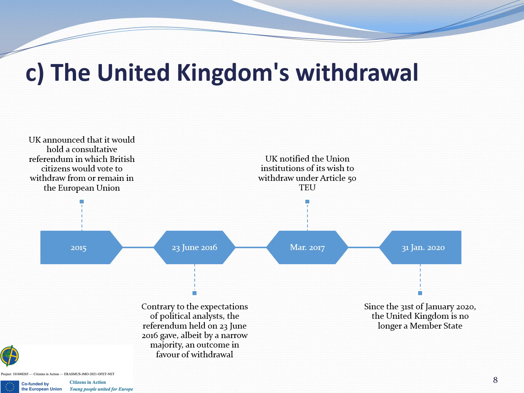Contrary to the expectations of political analysts, the referendum held on the 23rd of June 2016 gave, albeit by a narrow majority, an outcome in favor of the withdrawal. In March 2017, the United Kingdom then notified the Union institutions of its wish to withdraw under Article 50 of the Treaty on European Union. In May 2017, the Council adopted the negotiation directives, thus starting the negotiation process. Since the 31st of January 2020, the United Kingdom is no longer a member state.